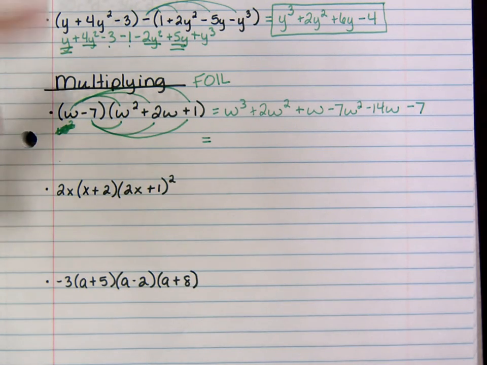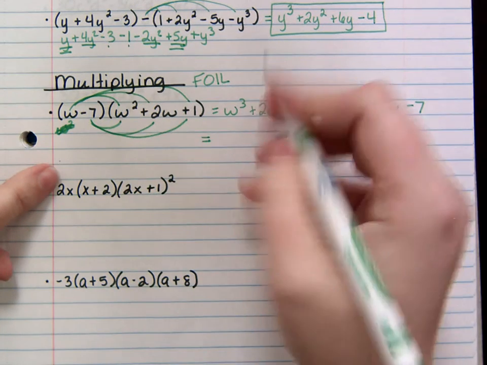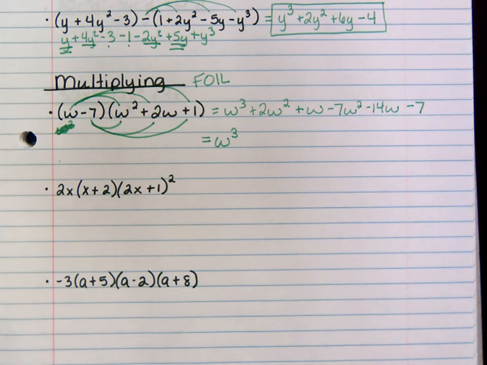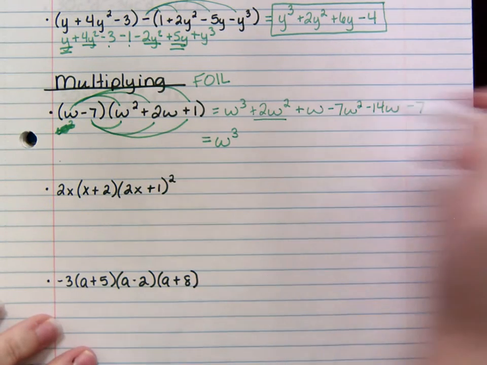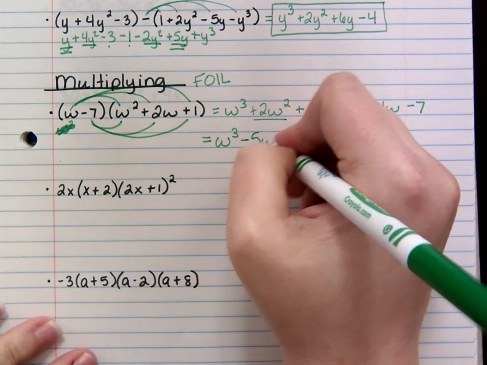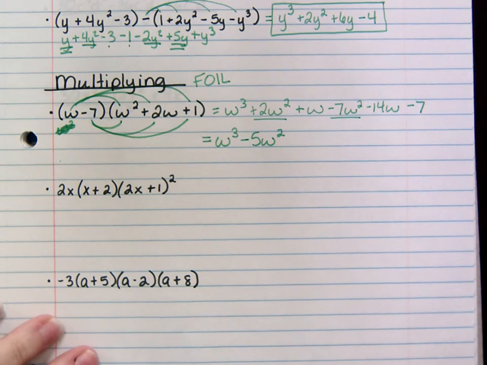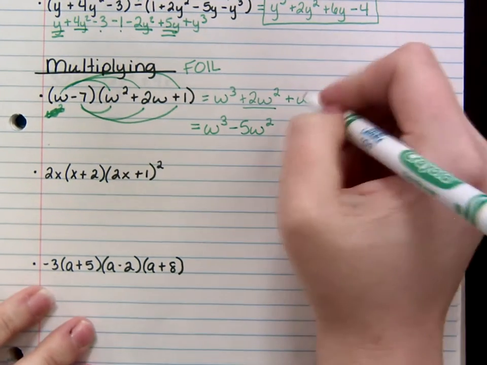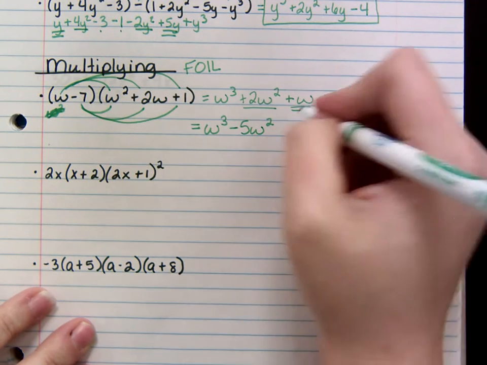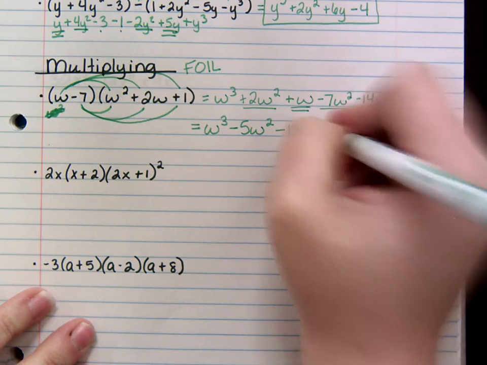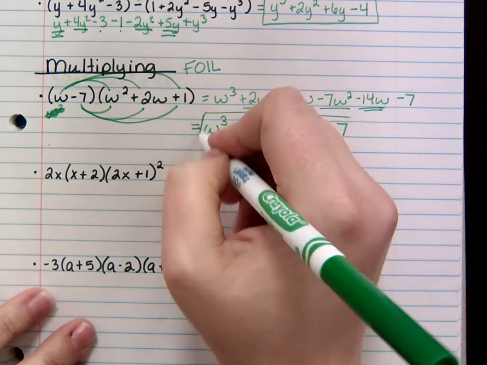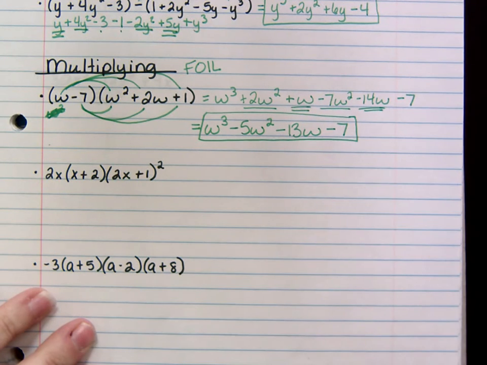So standard form, you start with your biggest exponent, which is w cubed. There's nothing to combine it with, so I just bring it down. Then my squares. 2w squared minus 7w squared gives me negative 5w squared. Then the w's. W minus 14w gives me negative 13w. And then bring down the negative 7. And there's my solution.